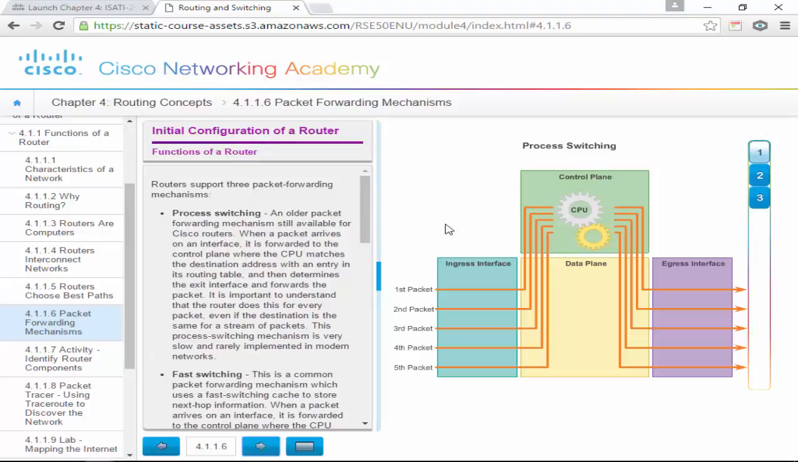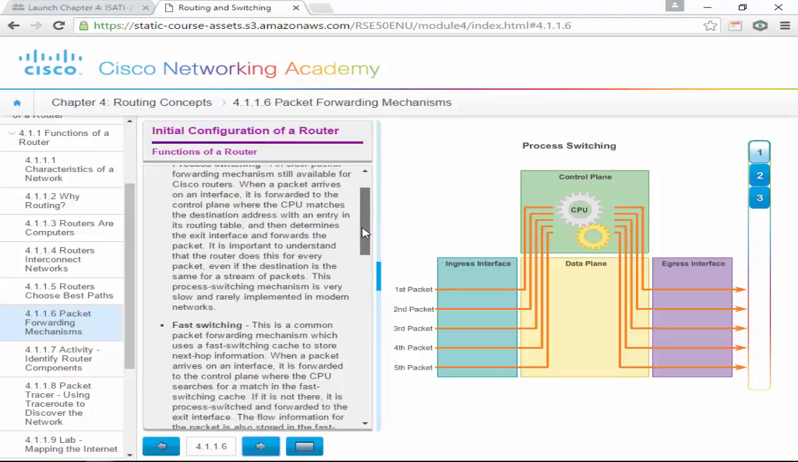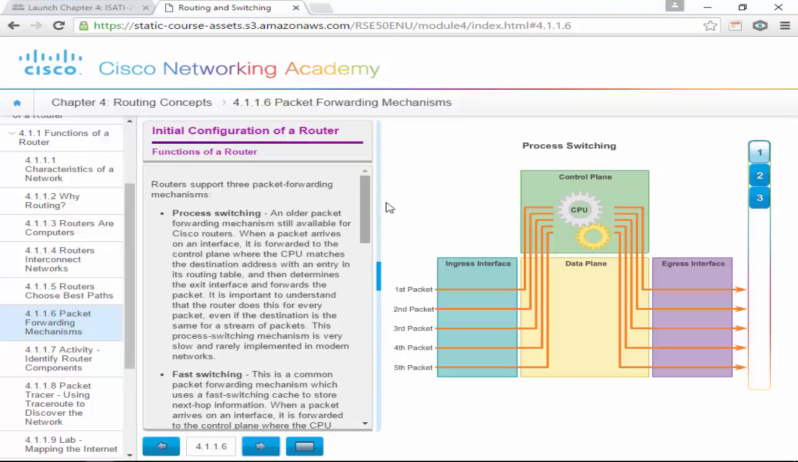So, packet forwarding mechanisms. This has to do with how they're forwarding, kind of like how we went over switches. With switches, we had these different forwarding mechanisms. So we have process switching, an older packet forwarding mechanism still available in Cisco routers.